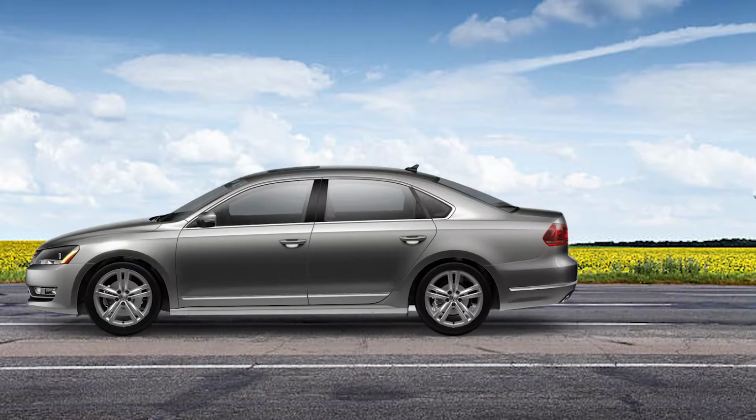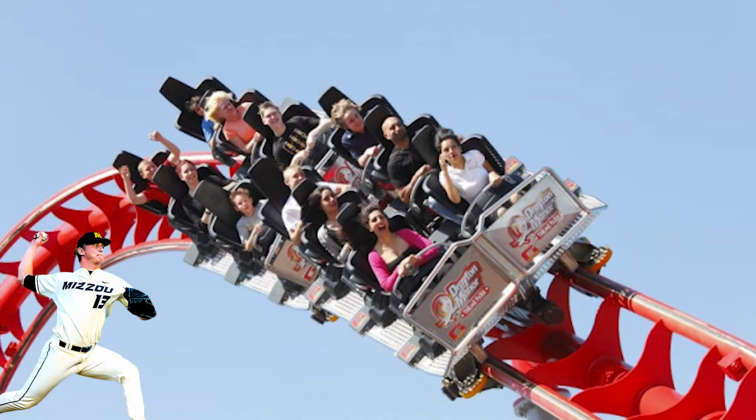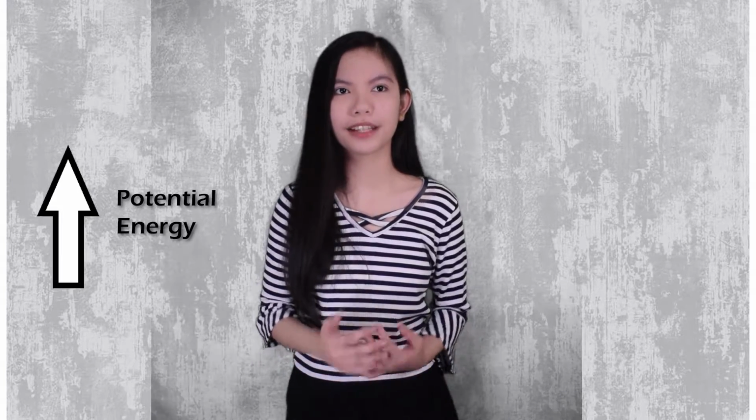A moving car, a flying airplane, a roller coaster going down, and a baseball thrown by a pitcher are some examples of kinetic energy. Now, you may be wondering why roller coasters are an example of both potential and kinetic energy. To answer, as roller coasters go up, they store energy, which makes it an example of potential energy.